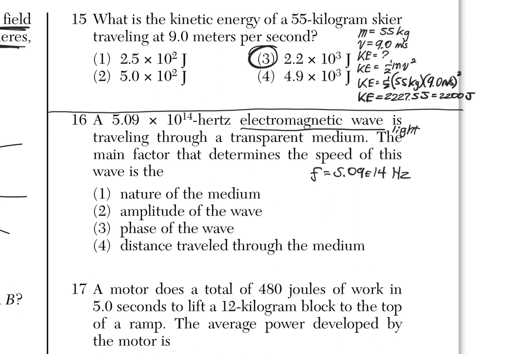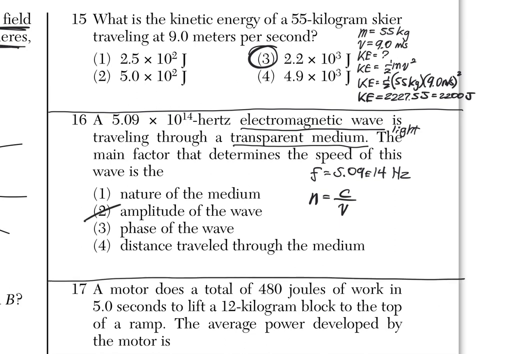So if we're talking about light in a transparent medium, what they're getting at is the index of refraction. n is c over v. And so determining the speed of the wave, well, the amplitude of the wave is the energy of the wave, and energy is not related to speed, so that's not it. And the speed has no relation to the phase, whether it's in phase or out of phase, nor the distance, but the index of refraction is all about the nature of the medium, which is choice 1.